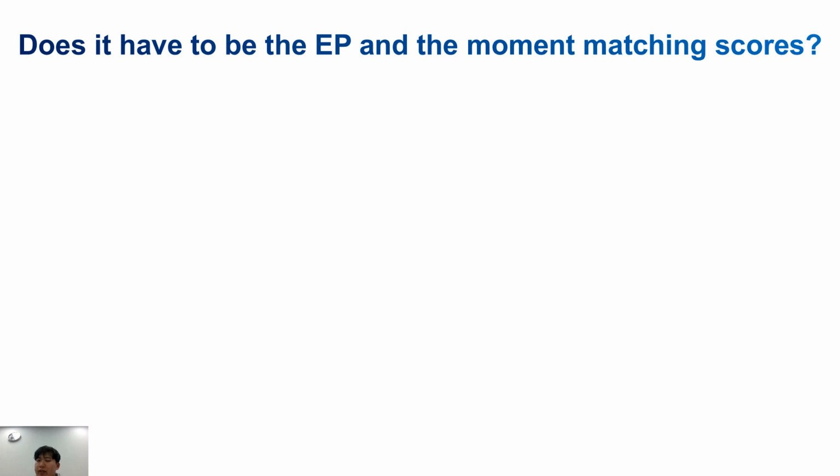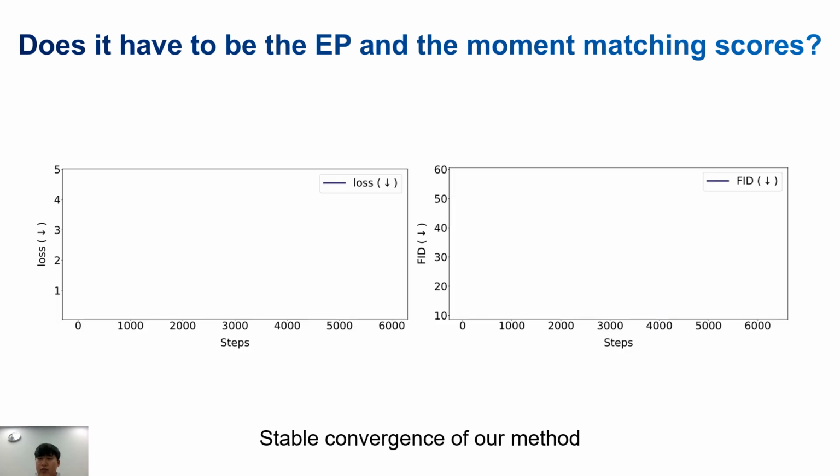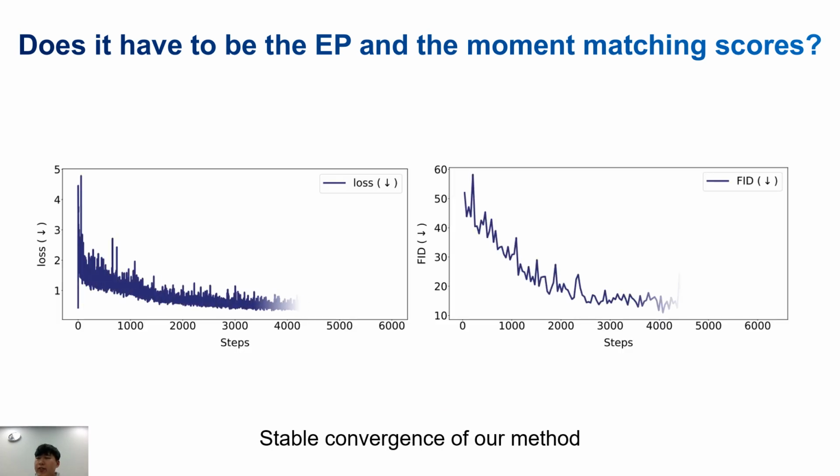In these experiments, we check if we really have to combine edge pop-up and moment matching. This figure indicates a visualization of the image generated by the subnetwork with adversarial loss. As you can see, the adversarial loss failed to find strong authority tickets due to instability. On the other hand, our method guarantees stable convergence by optimizing an objective function. These figures indicate the convergence of our method. Therefore, we have to combine edge pop-up and moment matching.